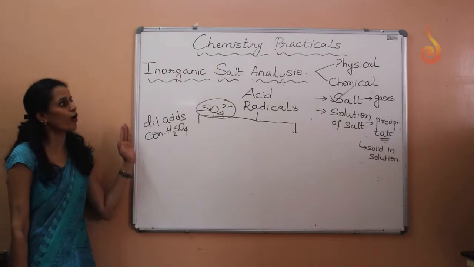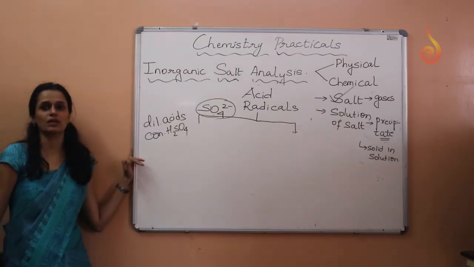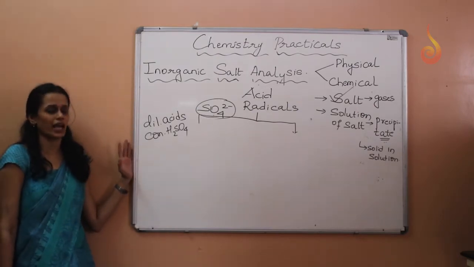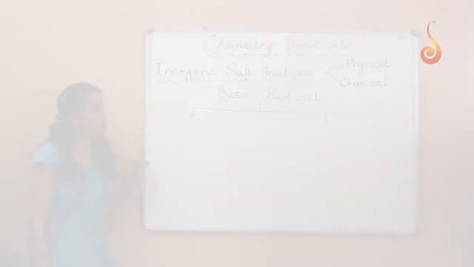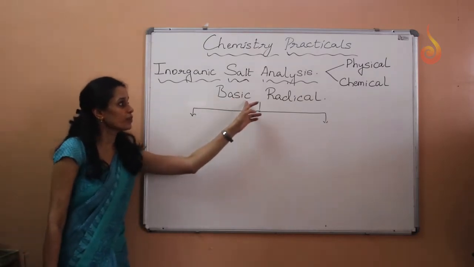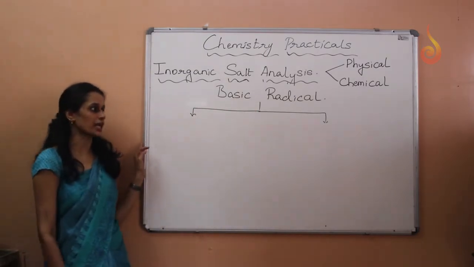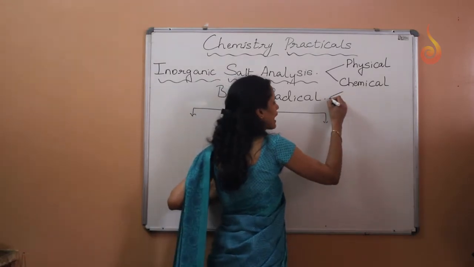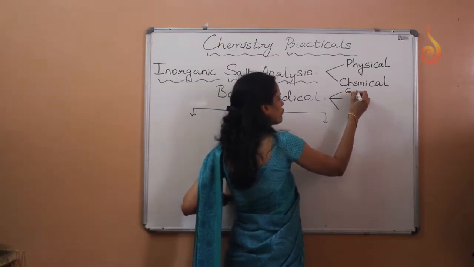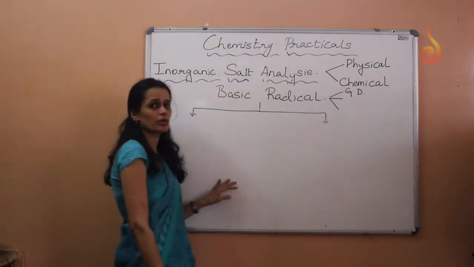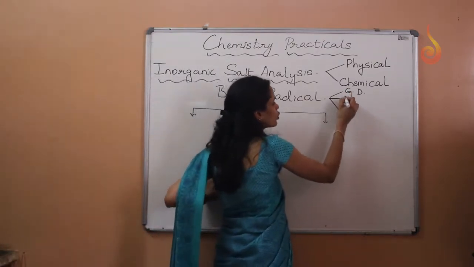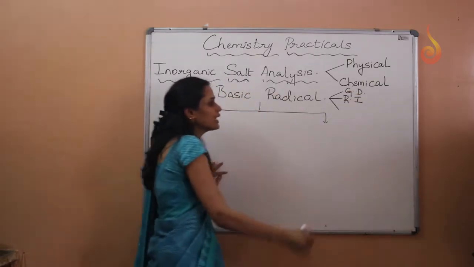Now the third step of salt analysis is basic radical detection. So now we will look at the basic radical detection in detail. Once we are done with preliminary analysis and acid radical detection, we will move on to basic radical detection. What are the steps we have for basic radical detection? First we identify the group, which is nothing but group detection using the group reagent. Once we identify the group, then we identify the radical.